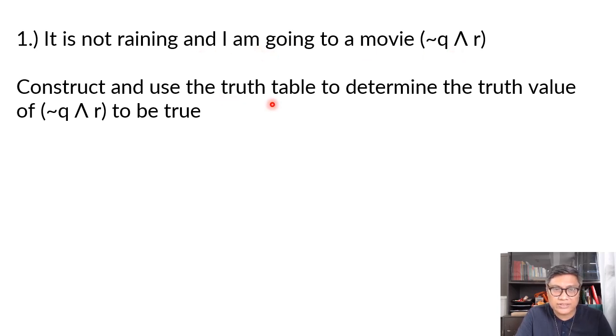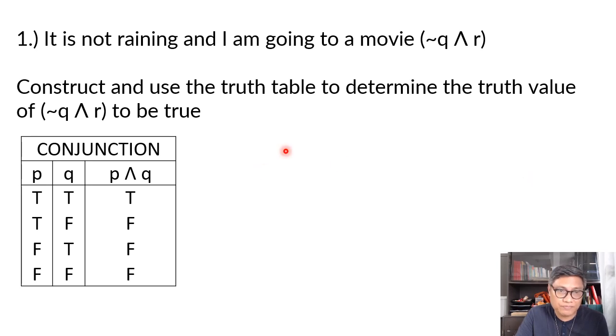So what we're going to do here is construct and use the truth table to determine the truth value of these compound statements to be true. So in other words, if this is your Q statement and this is your R statement, would it be both true, or both false, or one of these true and the other one false, so that the entire compound statement must be a true statement? Now, because we don't have the truth value for each statement anymore, what we do, class, is create a table.